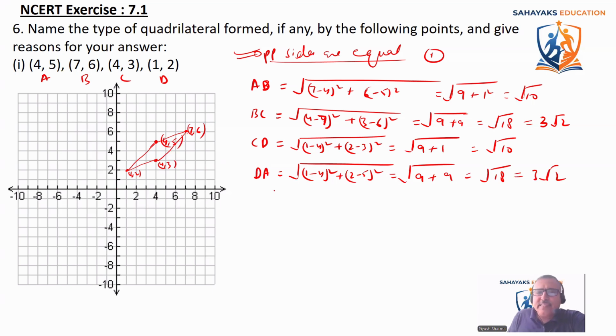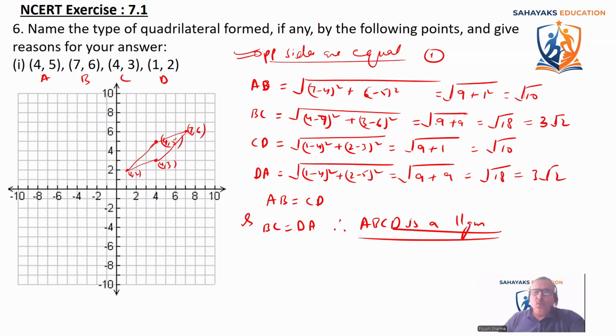So from here we can say AB is equal to CD, and BC is equal to DA. That means what? ABCD is a parallelogram. Okay, so pretty straightforward question.